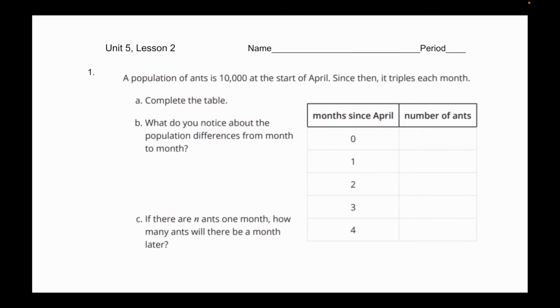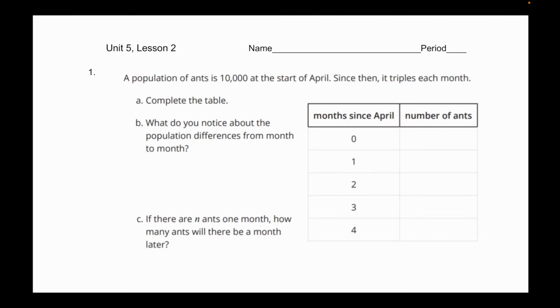We have a first question here. We have a population of ants that starts at 10,000 at the start of April, and since then it triples each month. So let's complete this table. If it is month 0 since April, the number of ants is our starting amount. So that's going to be our initial value, or 10,000. And since then, it's going to triple each month, so we're going to multiply it by 3.